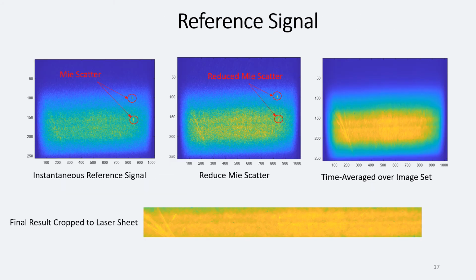The first step is to calculate a reference filtered LRS signal at each pixel. This is done by taking a set of instantaneous images of atmospheric air at room temperature. A low-pass filter is used to reduce the Mie scattering by eliminating any pixels above a certain value. A time average of the image set will remove any effect the reduced Mie scatter has on the data. The image is finally cropped to the laser sheet.